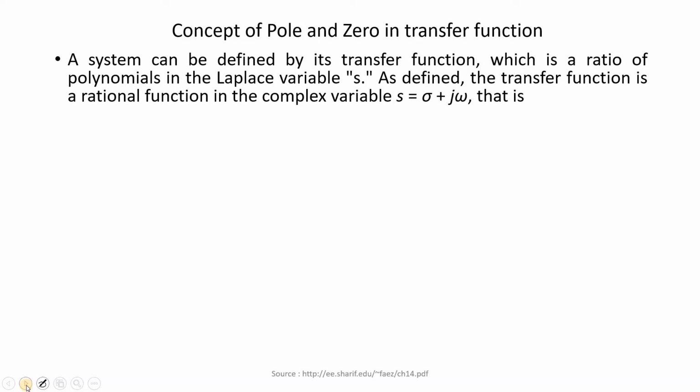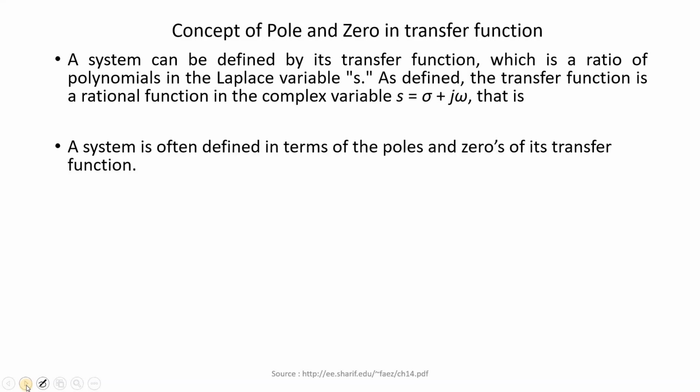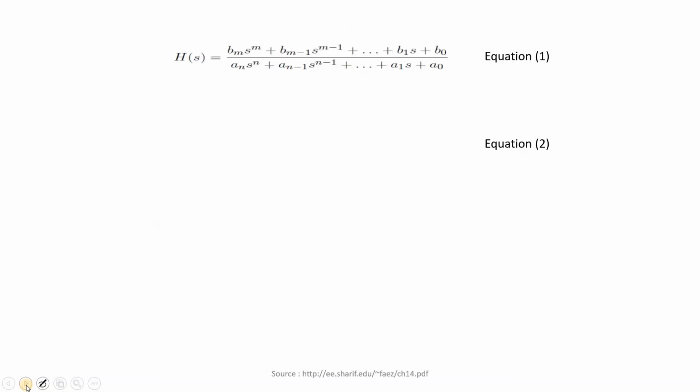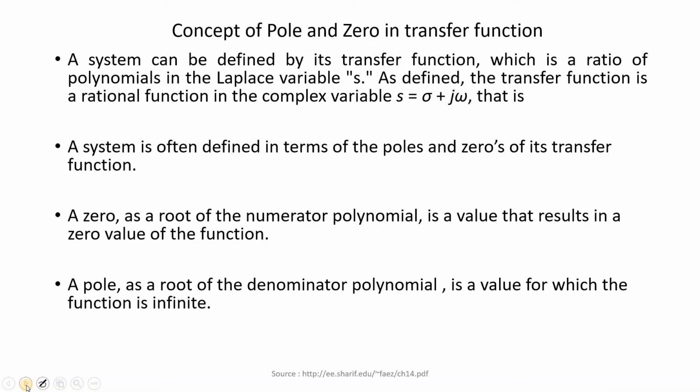A system can be defined by its transfer function, which is a ratio of polynomials in the Laplace variable s. The transfer function is a rational function in the complex variable s equal to sigma plus j omega. A system is often defined in terms of poles and zeros of its transfer function. A zero, as a root of the numerator polynomial, is a value that results in a zero value of the function. A pole, as a root of the denominator polynomial, is a value for which the function is infinite.